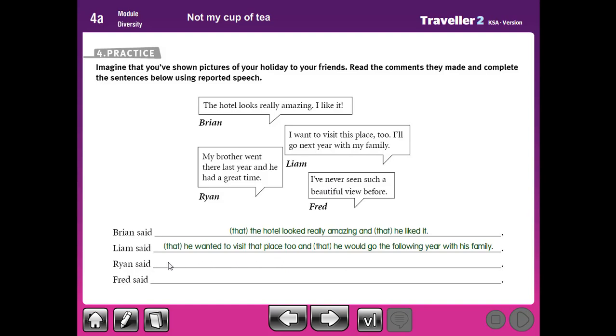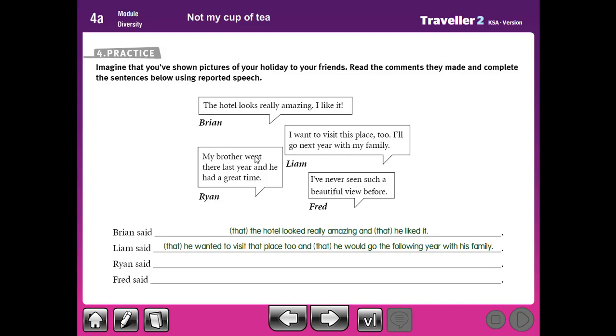That's very good. "Ryan reminds me of the movie Saving Private Ryan by the famous actor Tom Hanks and the genius director Steven Spielberg. You have to watch it. It's a nice movie. Ryan, my brother went there last year and he had a great time." So we change my into his because we're talking about Ryan. He's a man or guy. His brother went. We change went, past simple, into past perfect. We say had been. That's very good.